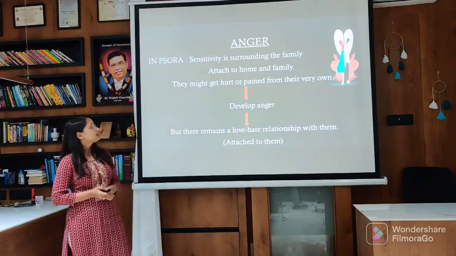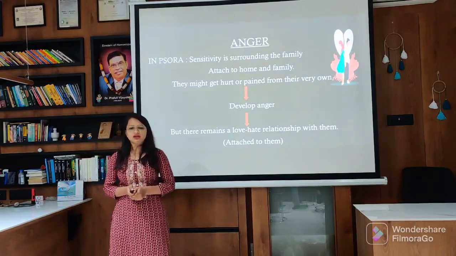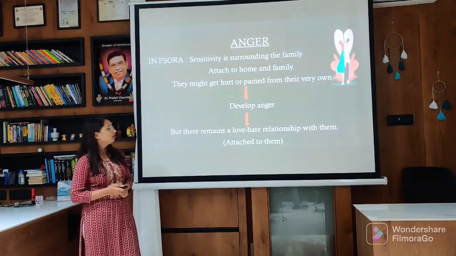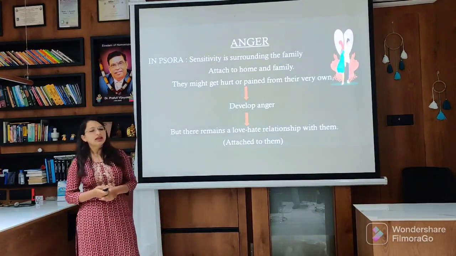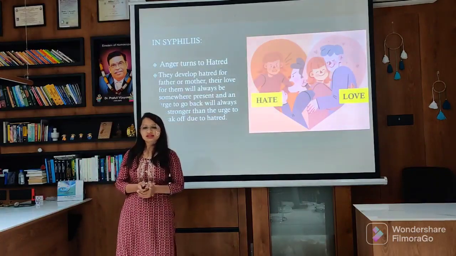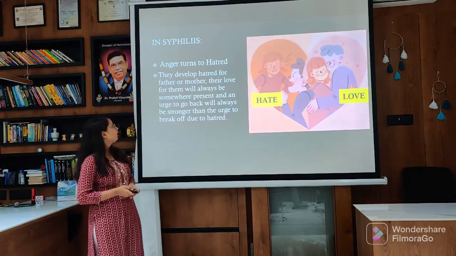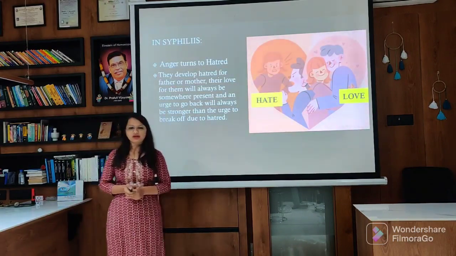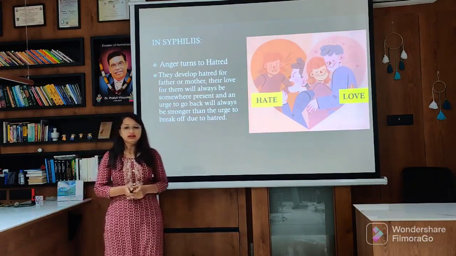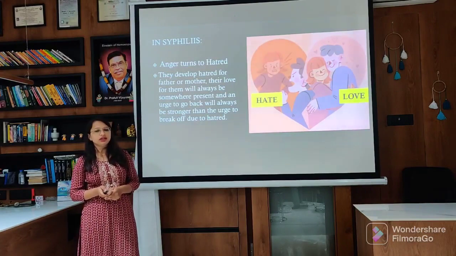In Sora, they are sensitive to their surroundings, the family, attached to home and family. They might get hurt or pain from their very own. They develop anger, but there remains a love-hate relationship with them. They are angry, but they are still attached to their family. In syphilis, anger turns into hatred. They develop hate for the father and mother. Their love for them is always there, and the urge to go back will always be stronger than the urge to break off due to the hatred.